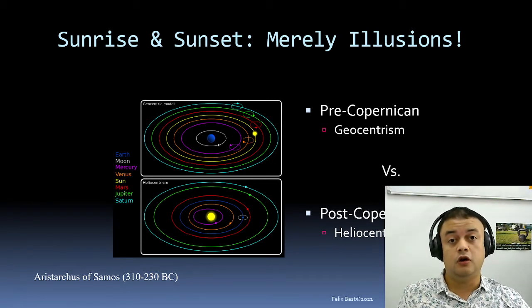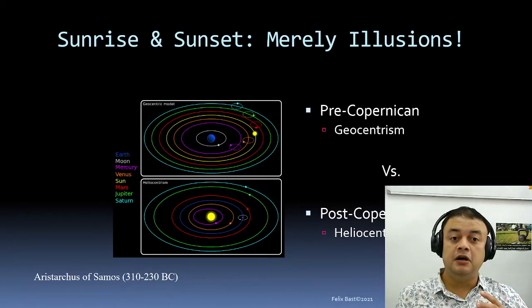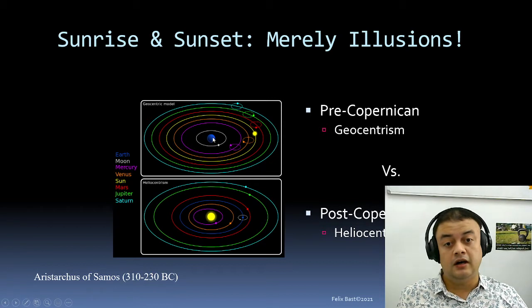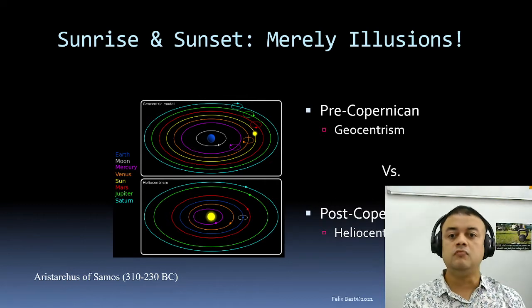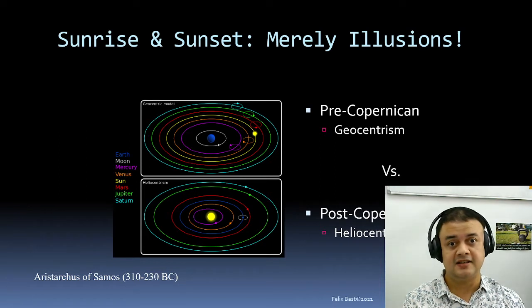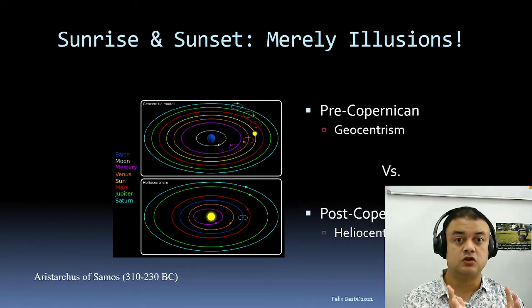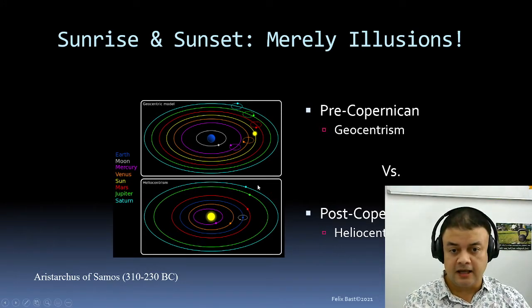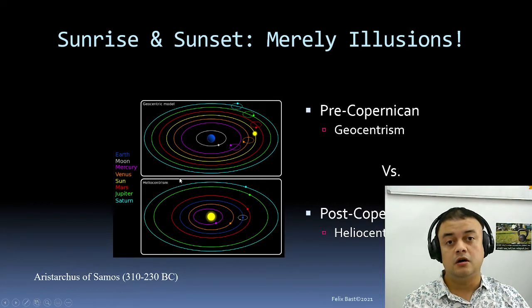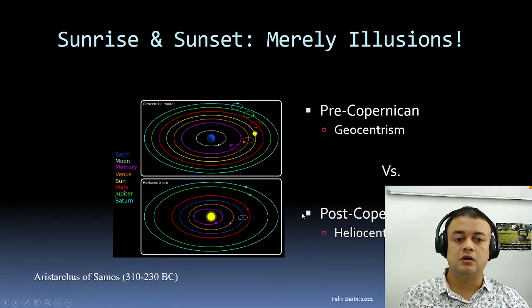We commonly attribute this to Copernicus, the Italian astronomer. The pre-Copernican worldview was geocentrism, where Earth is the center of the whole universe, and all planets, stars, and constellations are revolving around us. But Copernicus proved with scientific evidence that it's incorrect. In the case of the solar system, it is heliocentric. The sun is the center, and all the planets and their moons are revolving around the sun. This is what Copernicus said.